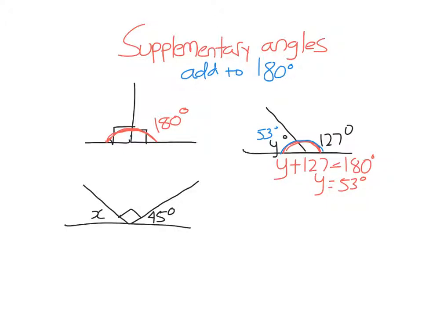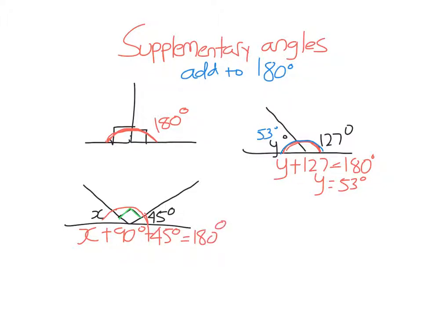Now we have three angles that are supplementary. This angle plus this angle plus this angle add to 180. So the first angle is x. The second angle here is 90 degrees because it's marked by this. And then when we add those two to this angle, we get 180 degrees.